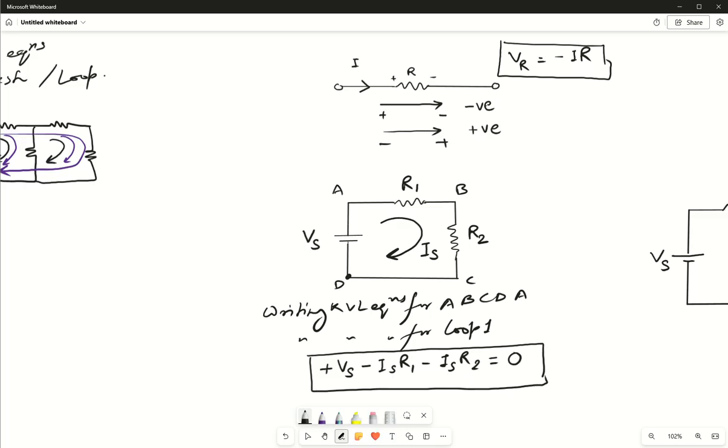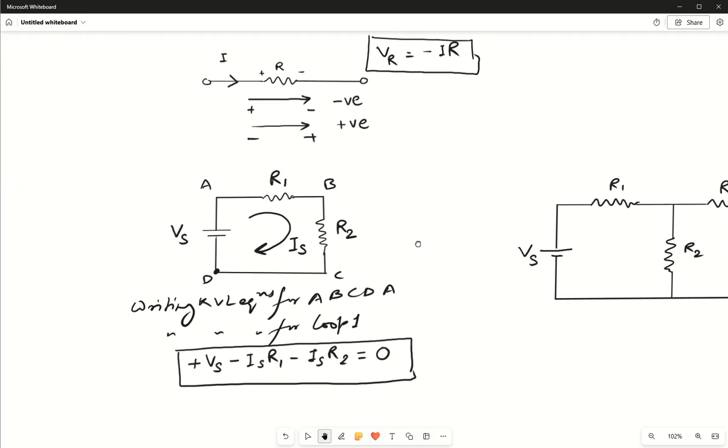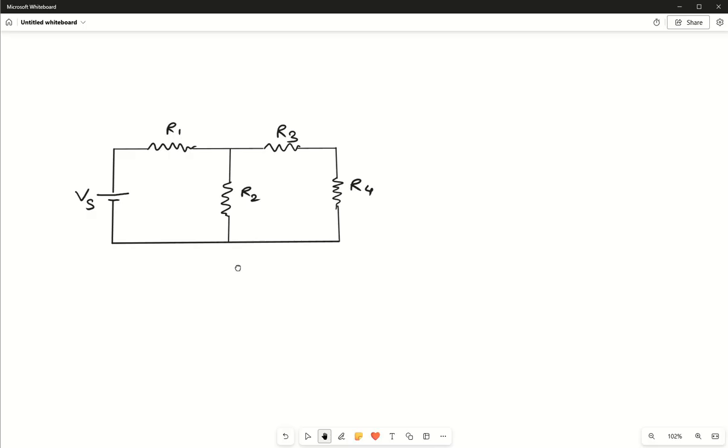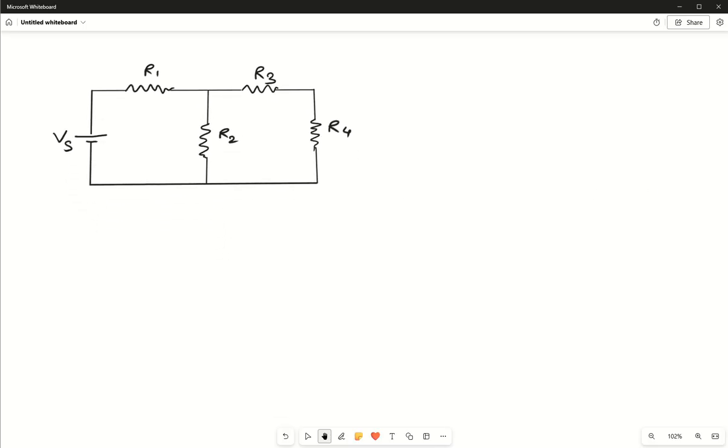Okay, I hope it is clear to you. Next, let us consider a condition with two loops. Here, as I have already told, a mesh is not a loop. So here we have three loops and two meshes.